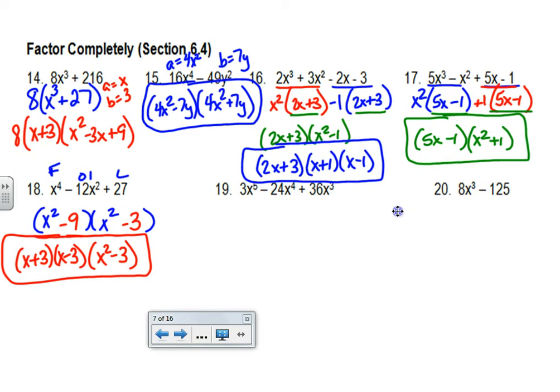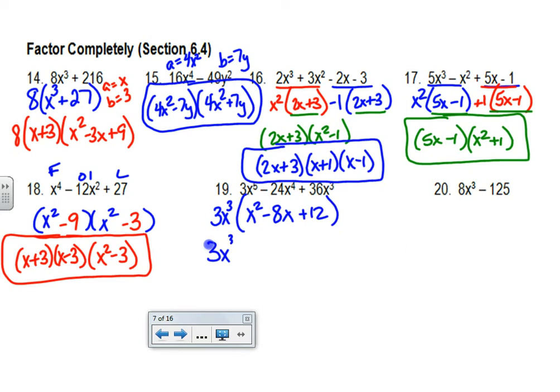Oh, 19's a mess. There's a common factor of 3, and then also x to the 3rd. So let's take that out first. And once you take out those common factors, it usually frees up your problem, so you don't have to think too hard. Plus 12.